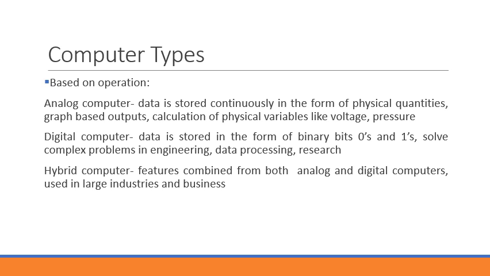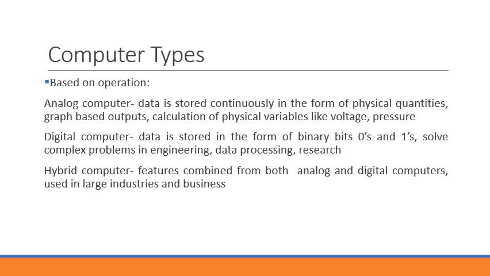Computers can be categorized into multiple types. Now based on operation. An analog computer stores data continuously in the form of physical quantities and performs calculations with the help of measures. It produces output in the form of a graph. They are used in calculation of physical variables such as voltage, pressure, temperature, speed.